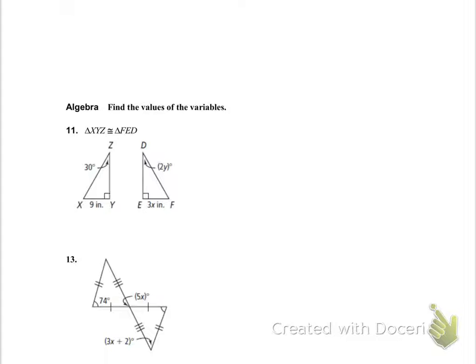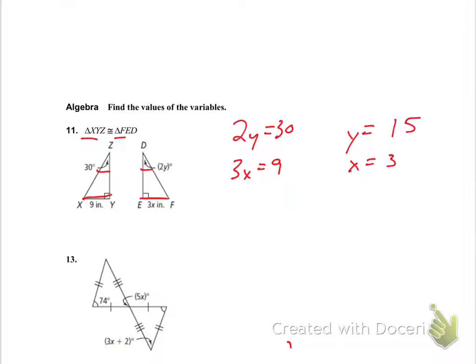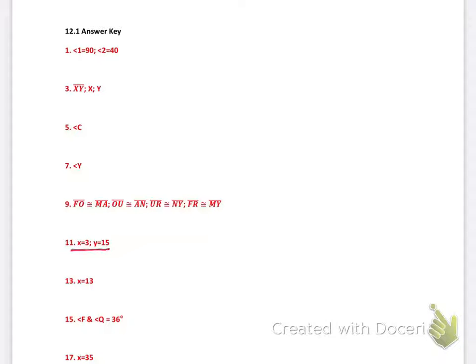Find the value of the variable. So this triangle is equal to this triangle. So that means this is going to be equal to this. So I would just do 2y is equal to 30. So y is equal to 15. And then I would do, since xy is equal to 9 and EF is equal to 3x, I would just do 3x is equal to 9. So then x is going to be equal to 3. Now let's see if I'm right. This is 11, 3, and 15.